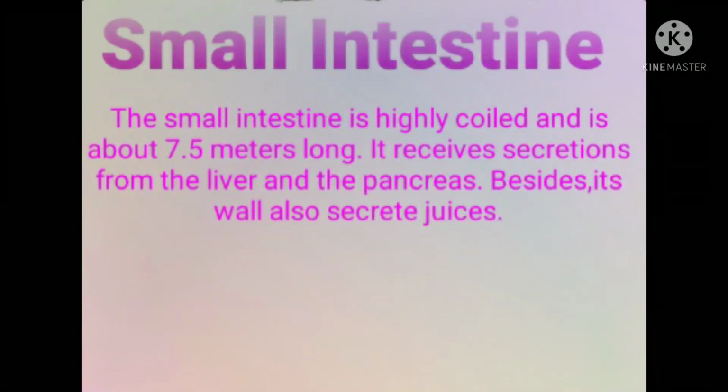Small intestine. The small intestine is highly coiled and is about 7.5 meters long. It receives secretions from the liver and the pancreas. Besides, its wall also secretes juices.